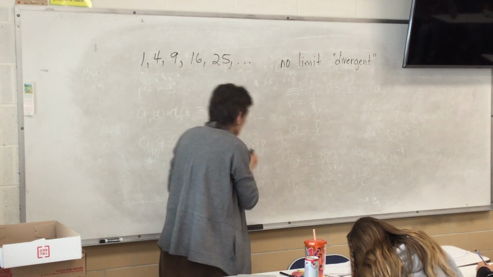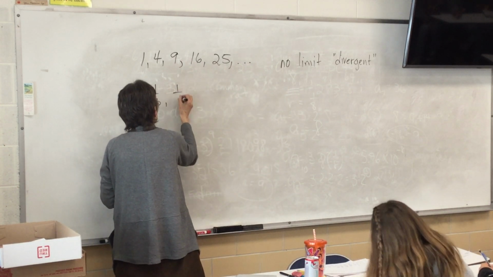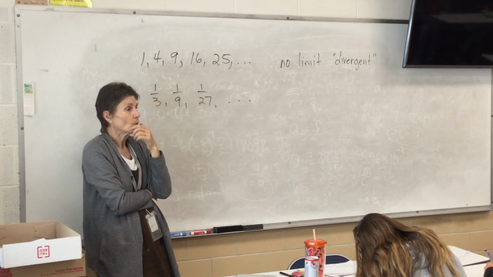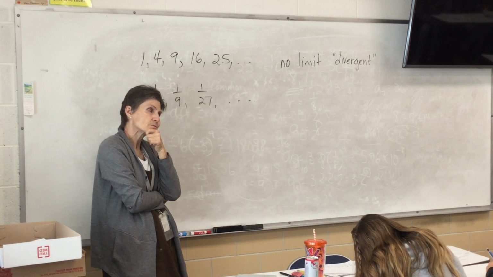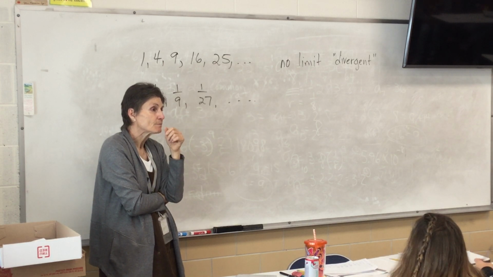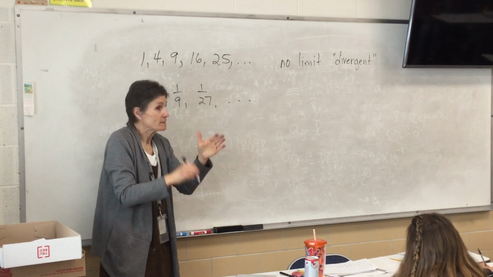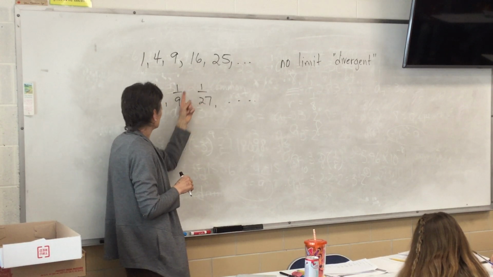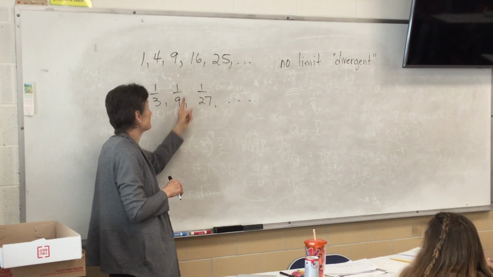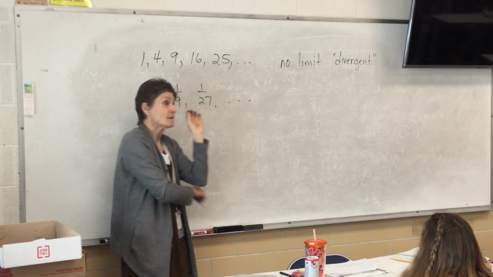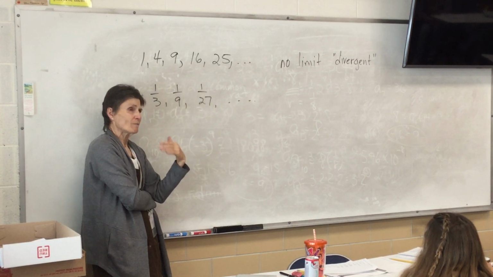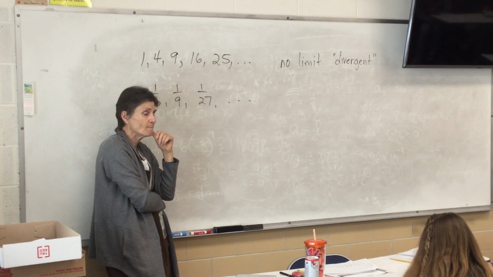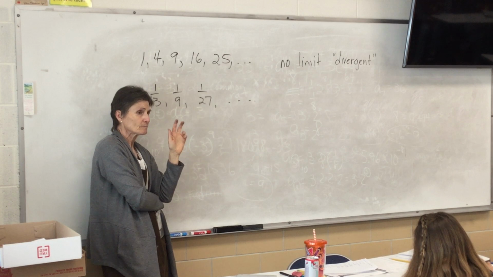Now, I want you to look at the next set. 1/3, 1/9, 1/27. Think about this set. What do you think about these numbers? Well, definitely it's geometric. I'm multiplying by 1/3. So 1/3 times 1/3 is 1/9, times another 1/3 is 1/27. It's definitely geometric. So if I said to you, let's find the 10th term, you could do it using our new formula, but this is a different question.